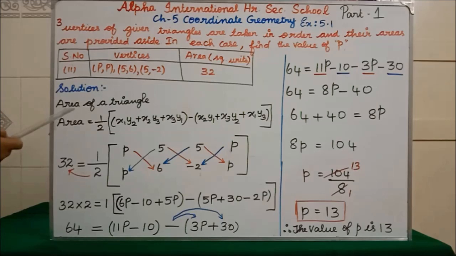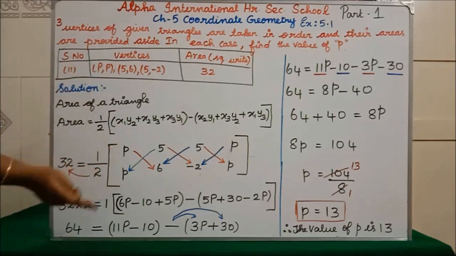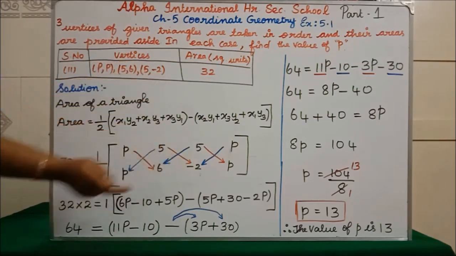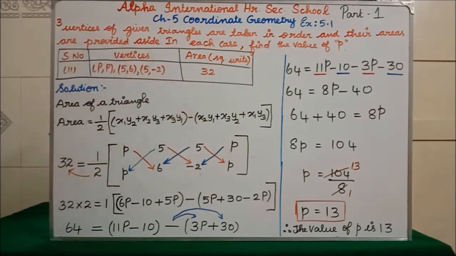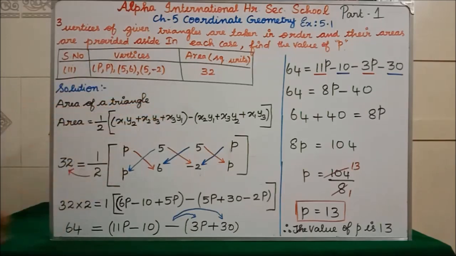Area of a triangle. Area equal to 1 by 2. We know the formula. Isn't it? You write that formula. Now, instead of area, what value have they given? 32 is equal to 1 by 2. Listen how you will write the vertex. P comma P means x, y. So, x, y, P, 5, 6, 5, 6, 5 minus 2, 5 minus 2. At last, whatever you write first, you will write that last. Isn't it? P. Okay. If they give 3 vertices, you have to write 4. Clear that? Remember that in your mind. That is very important.